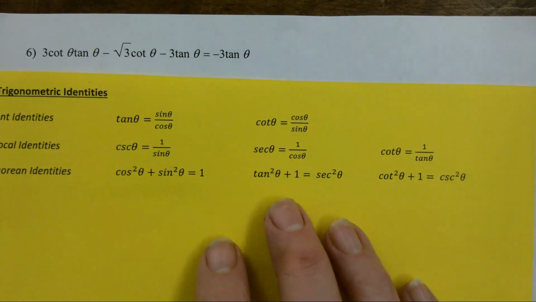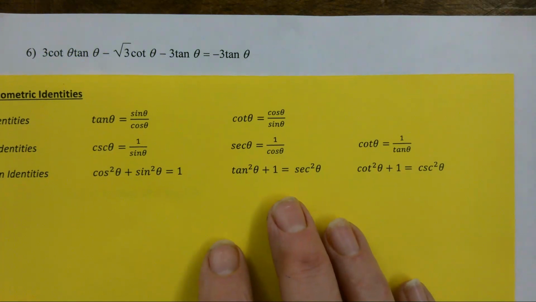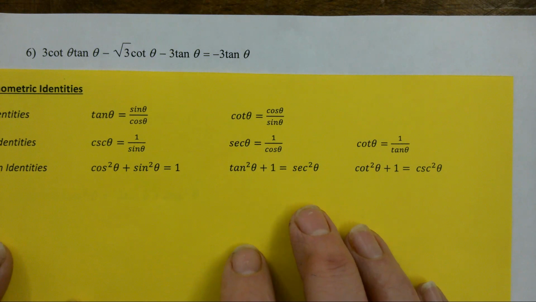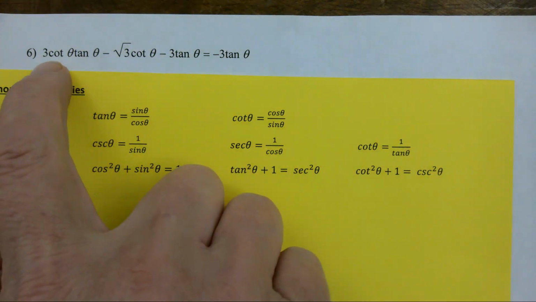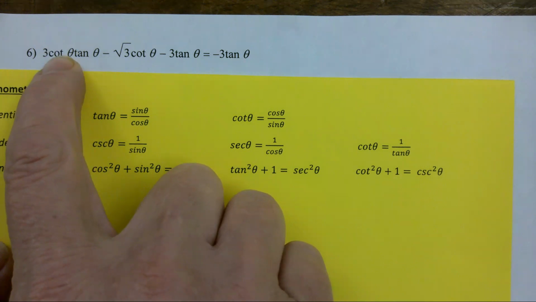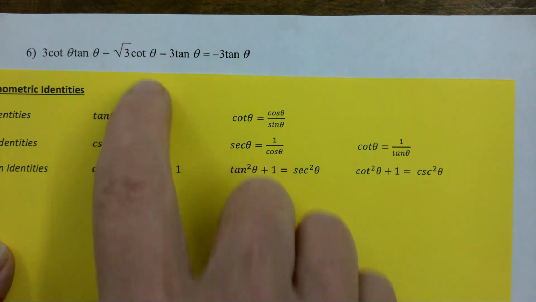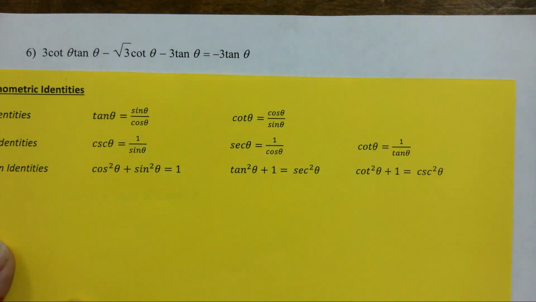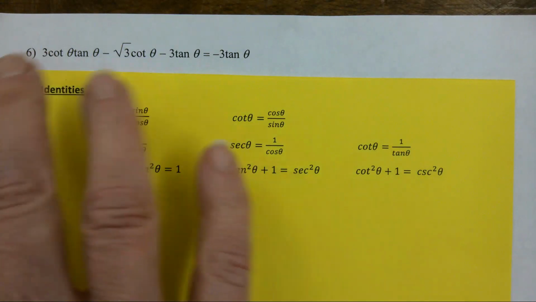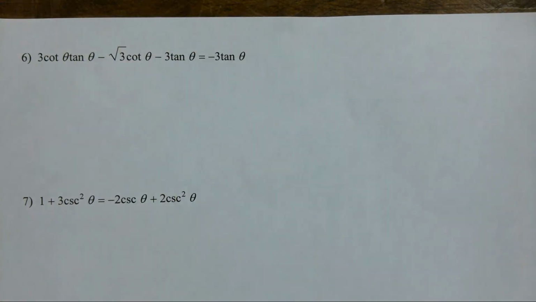Well, I guess I kind of do. I don't have an identity that would allow me to wipe out one trig function totally. I could replace cotangent with 1 over tangent, but over here, it's still going to put tangent in the denominator, and that's going to cause a problem. There's no squareds that I can do. There's no way that I can wipe one out. So this would be a prime candidate.